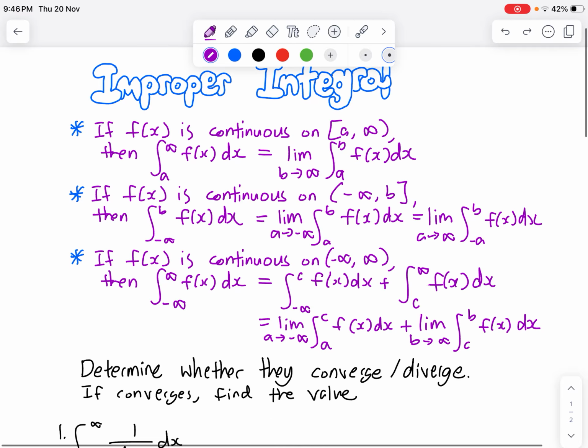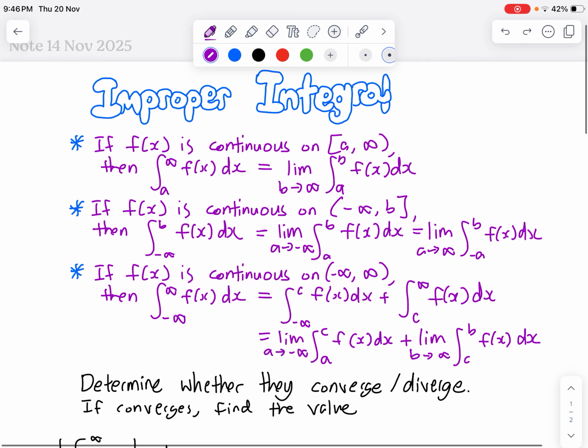So in today's video, we're going to be doing improper integrals. So first off, what are improper integrals? When we do an integral, there's the basic integration, and then there's the one where we have the boundaries, a to b, and we call that a definite integral because we have the values there.